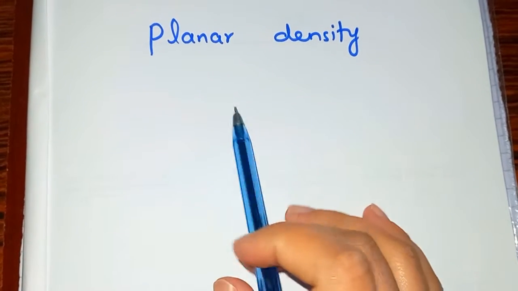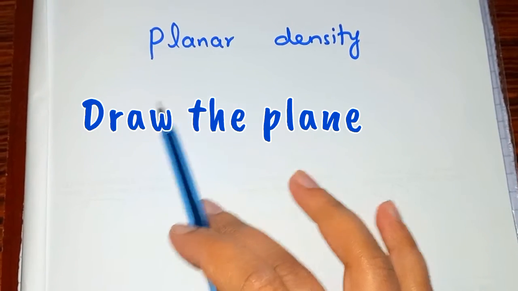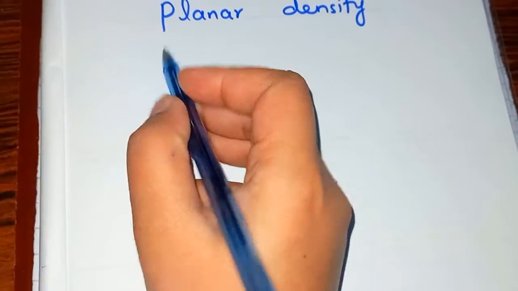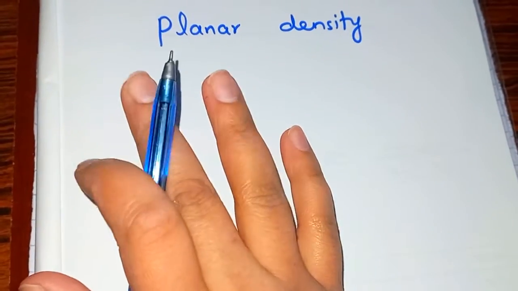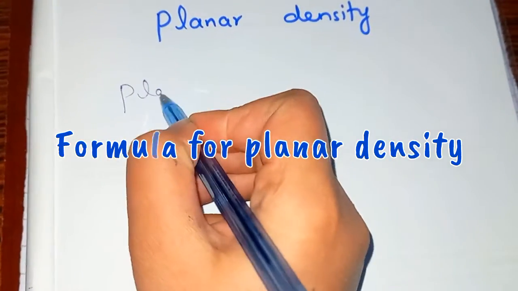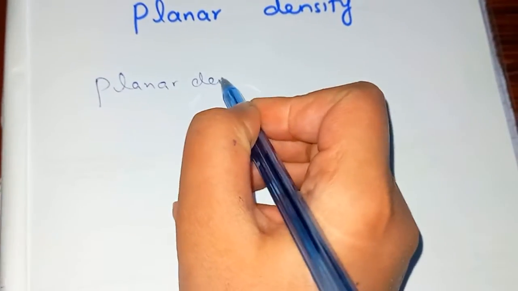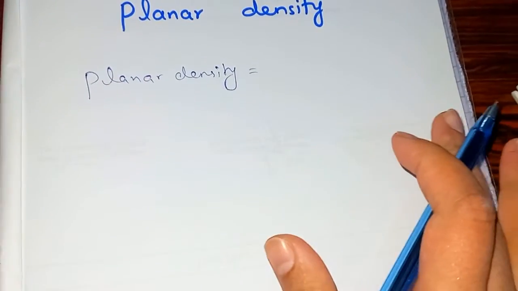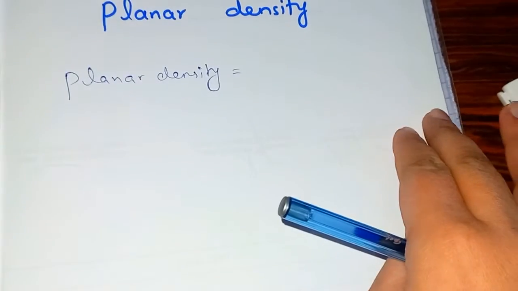The first thing that we need to do is to draw the plane inside the cubic structure, and after drawing it, we'll use the formula that will guide us to calculate the planar density. Let me first write the formula here because that is important. So planar density, this formula is general and it could be used for every structure that you are considering.